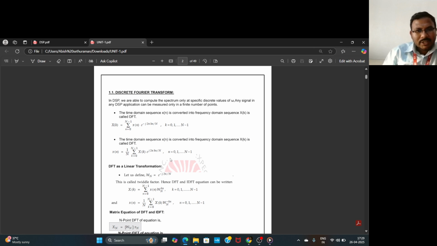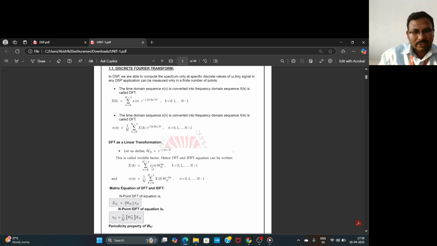So based on the discrete Fourier transform and inverse discrete Fourier transform, we obtain the Fourier transform pair, which converts the time domain into the frequency domain. Then one more form we have included is the linear transformation. In this, instead of e power minus j 2 pi by capital N, we consider W N, which is called the twiddle factor. Here we denote the twiddle factor formula: capital X of k equals summation n equal to 0 to N minus 1 x of n W N power kn, where k equal to 0 to N minus 1.